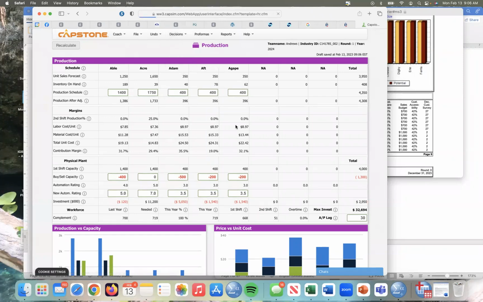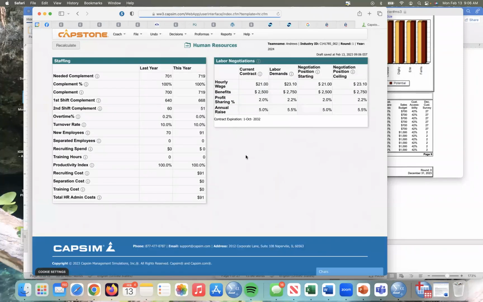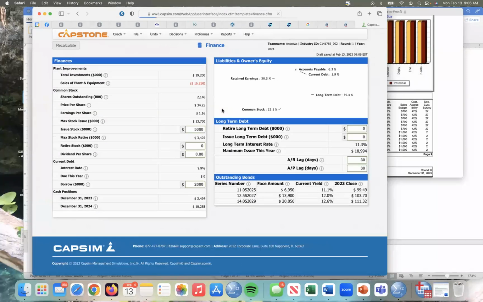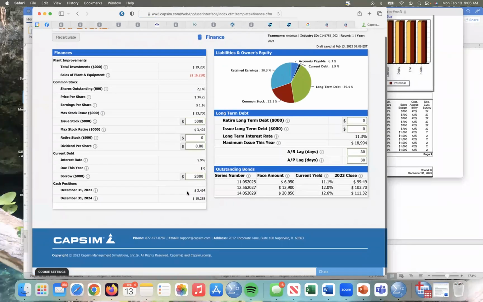So when I go to my human resources page, you can see there are no decisions this round. You will have some decisions in the second round. And let's go to my finance page. Now, primarily on the finance page, we're looking at our ending cash position.